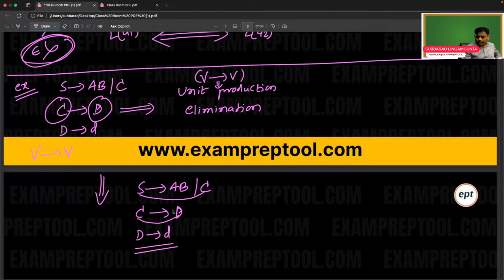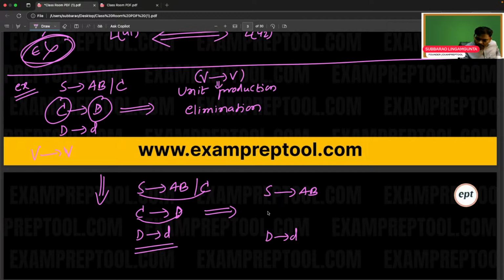We have to eliminate them. How to eliminate? S goes to A, B. Now see the answer. D goes to small d. It is not a unit production. Some people think that one on the left side and one on the right side means unit production. No. A single variable generating a single variable is called a unit production. D goes to small d is not a unit production.